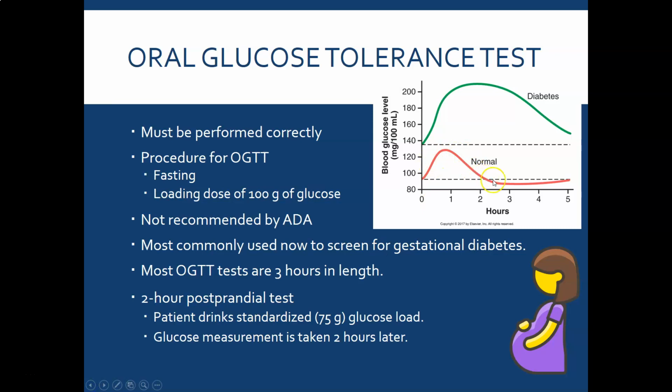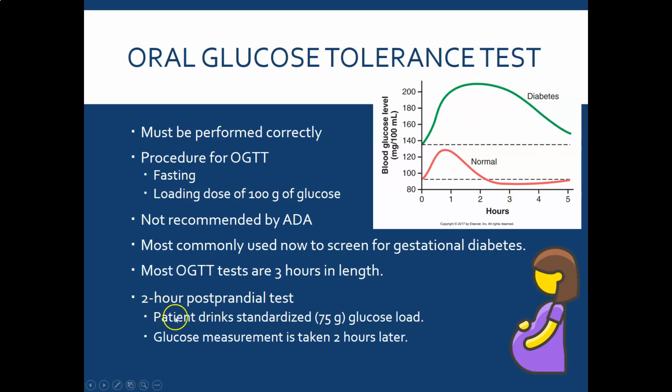I clicked on it. Go back down to normal pretty quickly within 2 hours here. But if they're diabetic, for one, their fasting glucose could start already elevated, and they will go high above 200 and stay at 2 hours. They'll still be above 200. At 3 hours, they'll still be around there. So it takes a long time for it to go back down.